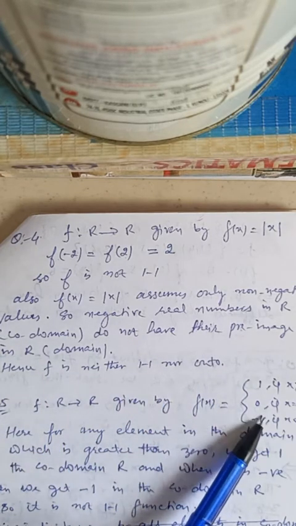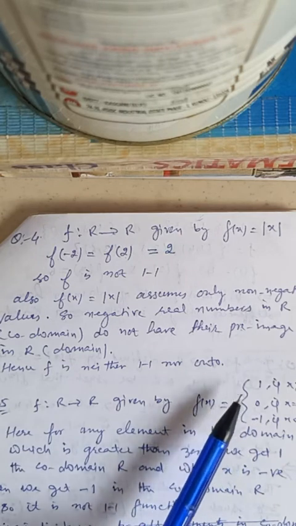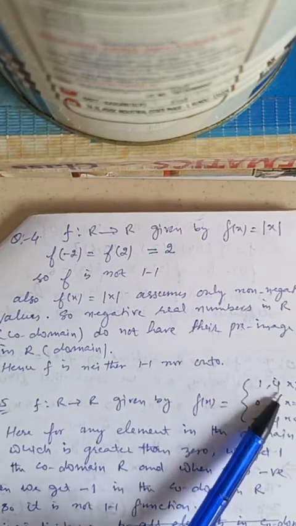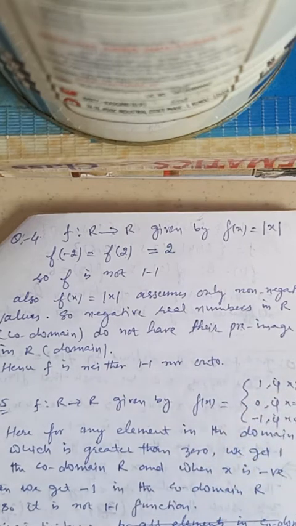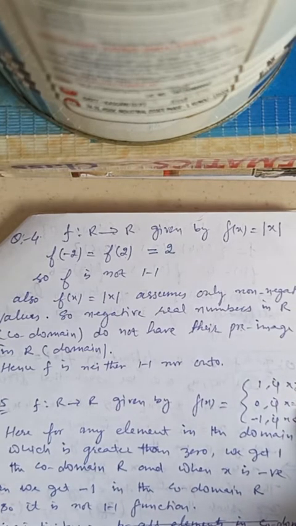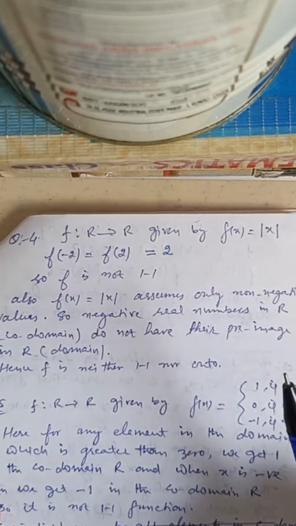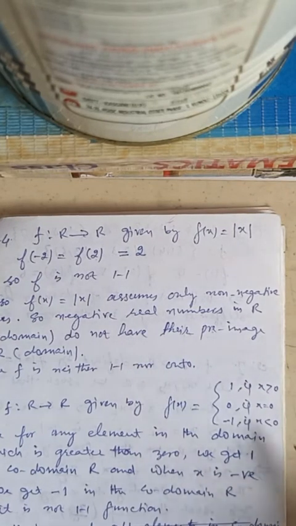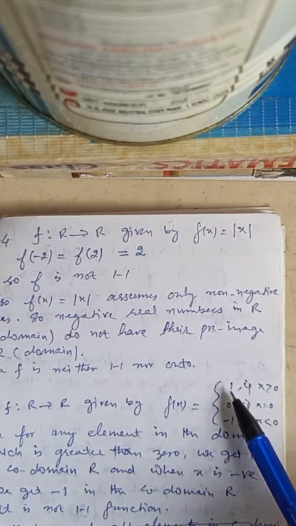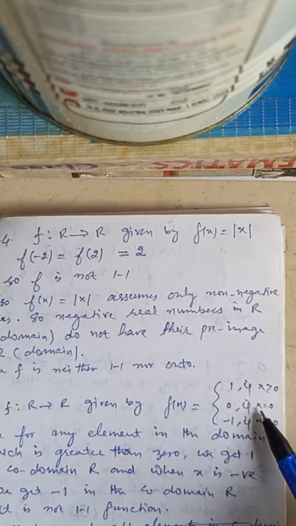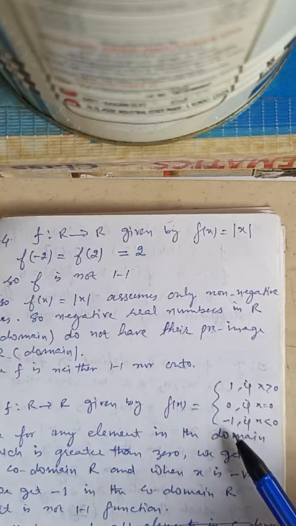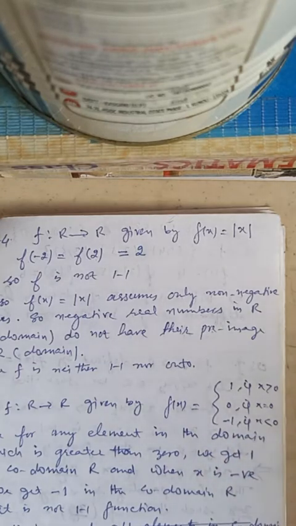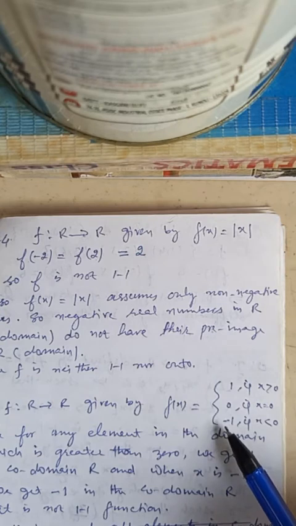Same is with question number 5. Here the function f(x) is equal to 1, 0, -1 if x is greater than 0, x is equal to 0, and x is less than 0 respectively. Now see, x greater than 0 means so many values, from 0 to infinity. So from 0 to infinity we are getting only one value, that is 1, and when x is 0 then we have 0, and x less than 0 means from minus infinity to 0 we have only one value, that is -1.